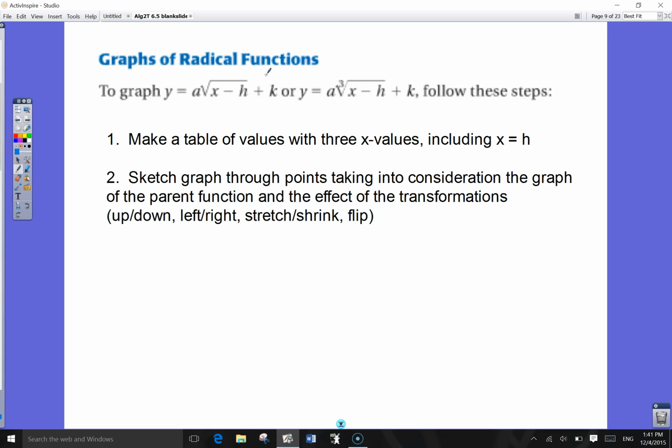I don't really see much purpose in plotting points to get a times the square root of x and then applying the h and the k. We might as well just make a table of values at the beginning and then, make it a smart table of values, and then connect up our points understanding the shape of the graph. So that's what I'm saying here in terms of our steps for doing this. Make a table of values with 3 x values. Make sure that h is one of those values. And then sketch the graph through the points, taking into consideration the graph of the parent function and the effect of all the transformations.